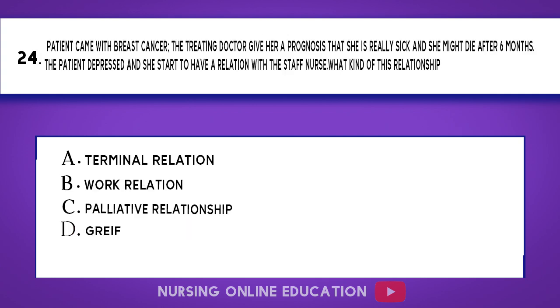24. A patient came with breast cancer. The treating doctor gave her a prognosis that she is really sick and she might die after 6 months. The patient is depressed and she starts to have a relation with the staff nurse. What kind of relationship is this? A. Terminal relation. B. Work relation. C. Palliative relationship. D. Grief. The answer is option C, palliative relationship.